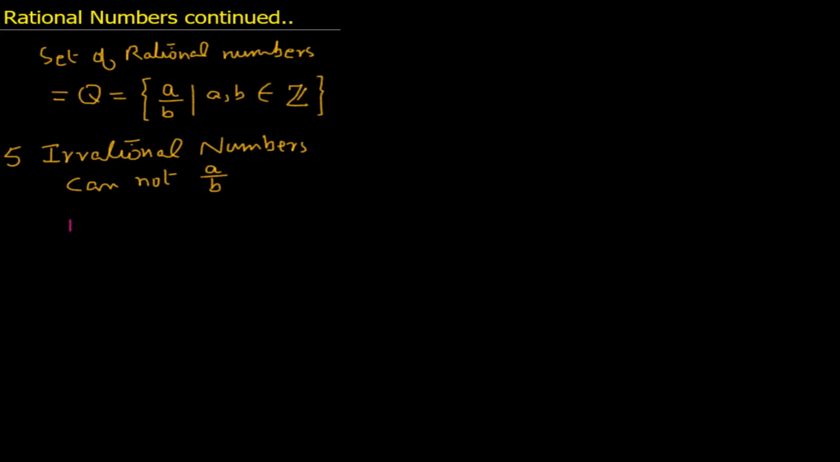So the first example is the square root of 2. This is equal to 1.4142 something. And this decimal never terminates. So this decimal is non-terminating.